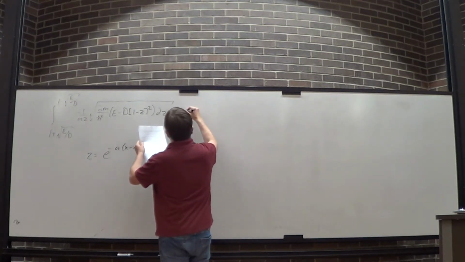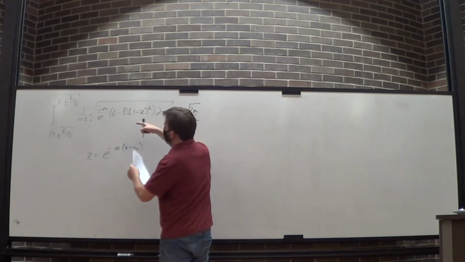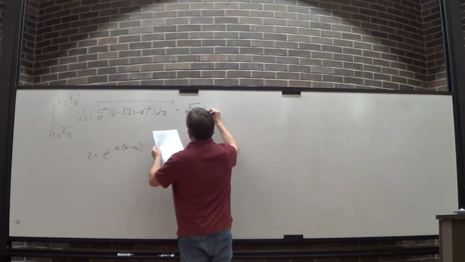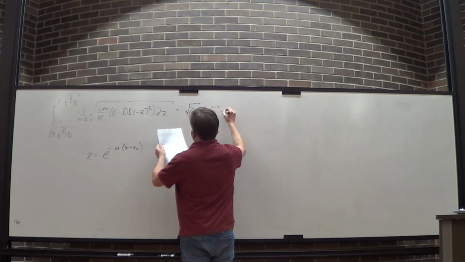Okay, this ends up being square root of 2m over h bar. You may notice an h bar. The constants just come out. I didn't know if that was obvious. Square root of d minus e.